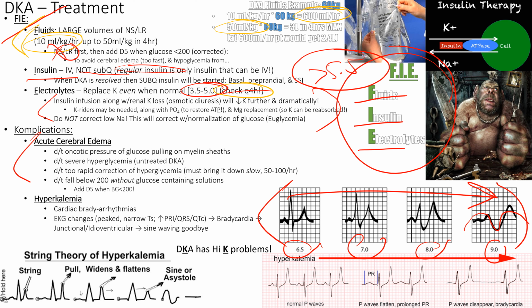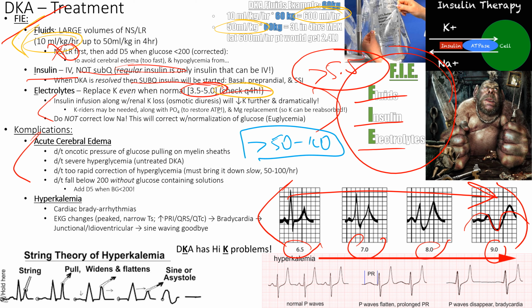And then when the DKA is resolved, we're going to switch them over to sub-Q long-acting. That's where they kind of overlap. You don't turn off the IV insulin immediately because that's going to go away in 20, 30 minutes. That's how long regular insulin takes, right? You have to start a long-acting insulin, and then about 1 to 2 hours later, you turn off the drip.